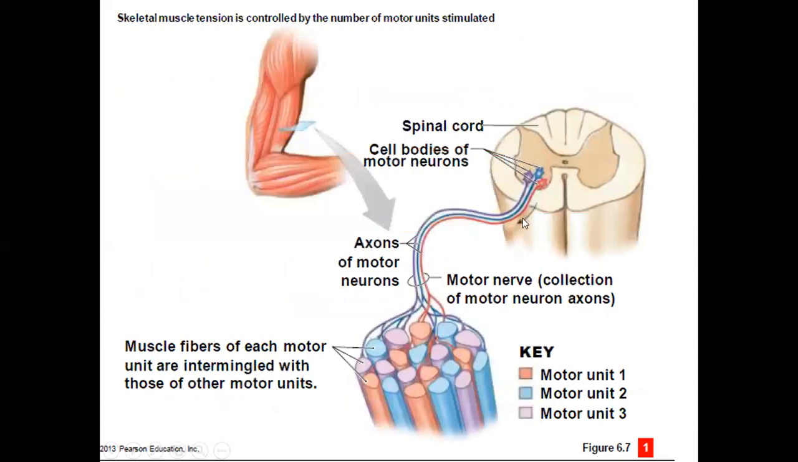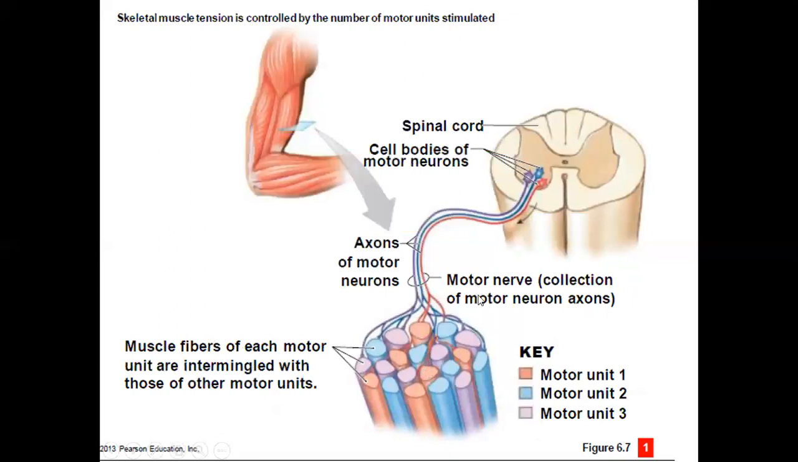So take a look at this figure here. Here's one motor neuron, and this is the axon of this motor neuron, and then it branches. One branch innervates one muscle cell, another branch innervates another muscle cell, and another branch innervates another muscle cell. All of these orange branches innervate the orange muscle cells. So that's one motor unit. The motor neuron and all the muscle cells that it innervates is a motor unit. In this muscle, there are 3 motor units: an orange, a blue, and a purple. And motor units can be recruited.